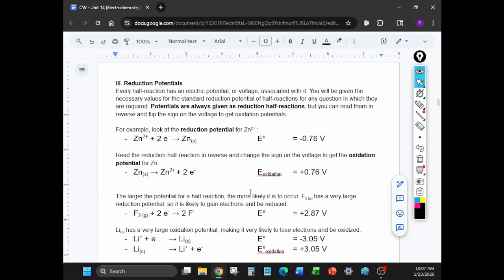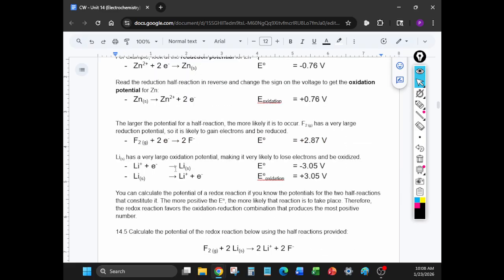All right, now let's talk about what these numbers mean. The bigger the number, the more likely it is to occur. And by bigger, it's not just magnitude, it's talking about how positive it is. So the more positive the number is, the more likely it is to happen. This reaction right here has a very big reduction potential, positive 2.87. So this reaction is more likely to happen than this one, and definitely more than this one right here. If you have a negative reduction potential, you need an input. We need to put energy into it for this reaction to take place.